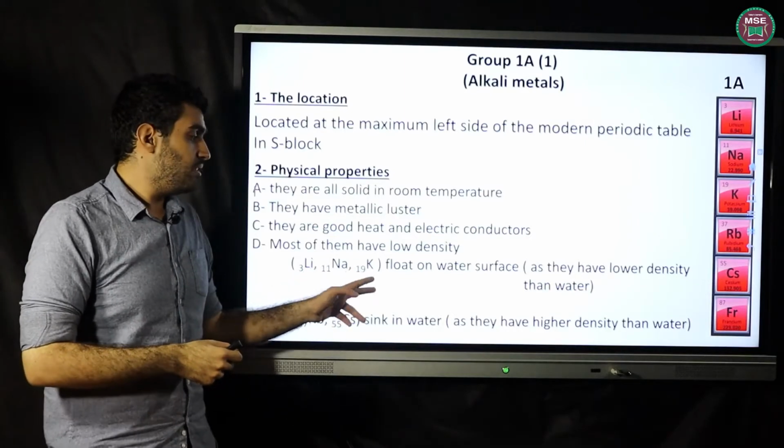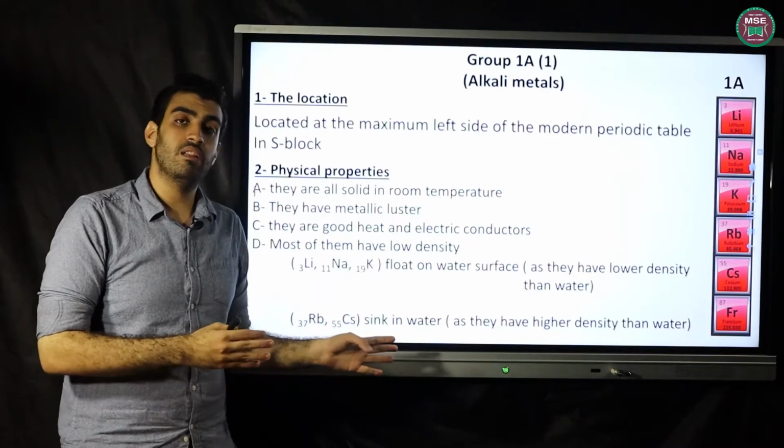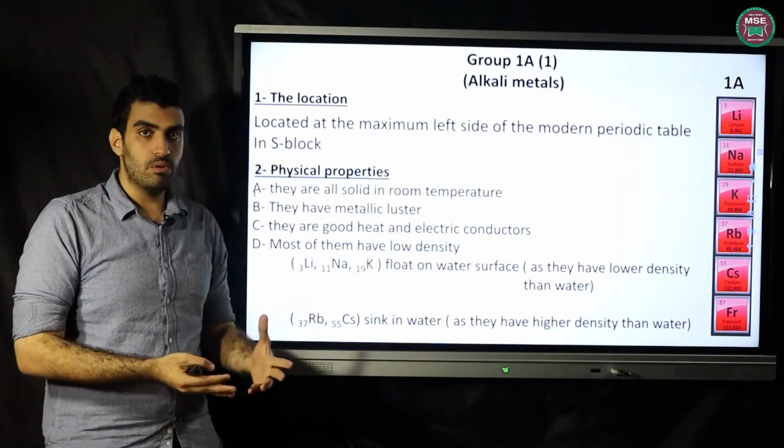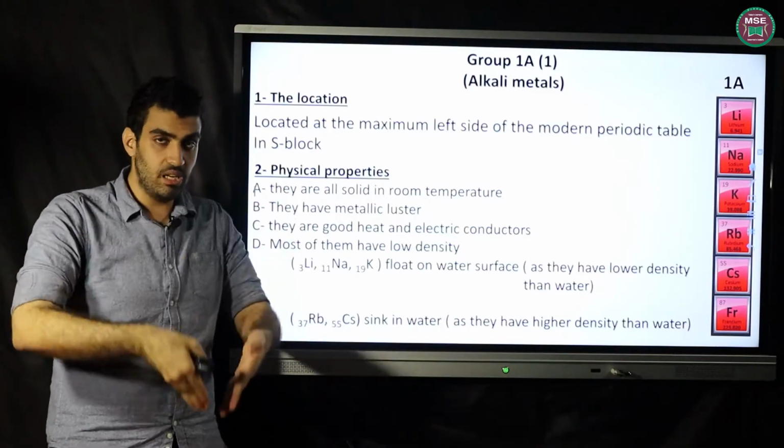Lithium, sodium, and potassium float on water surface. Give reason: because they have lower density than water density. Rubidium and cesium sink in water. Give reason: because they have higher density than water, so they sink in water.